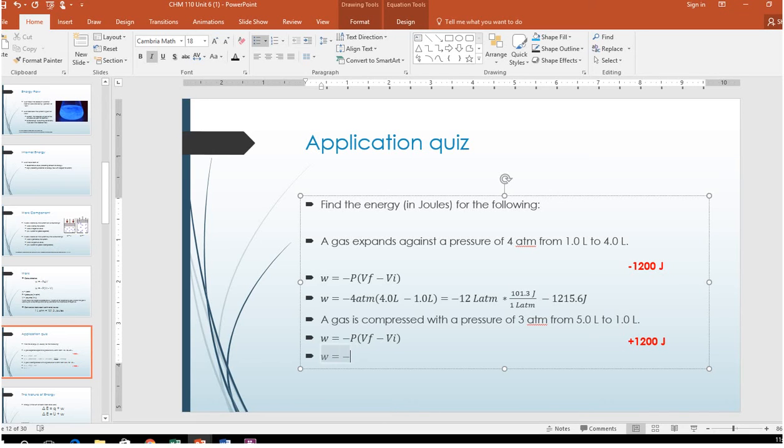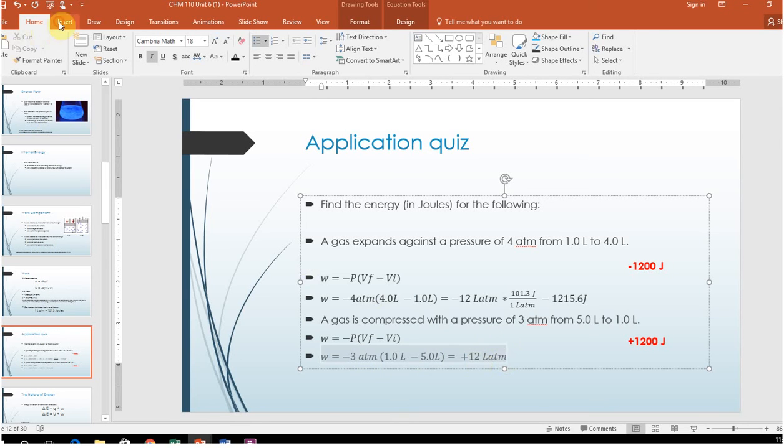So we've got negative 3 atmospheres times, now this goes from 5 to 1 liter. So the final volume is that 1 liter minus the initial 5.0 liters. And so we have a situation here where negative 3 times a negative 4 gives us a positive 12 liter atmospheres. Units atmospheres times liters gives us that liter atmosphere.